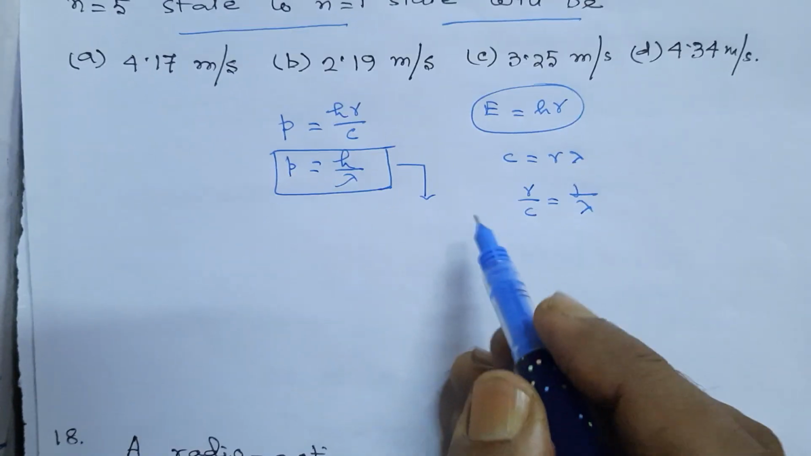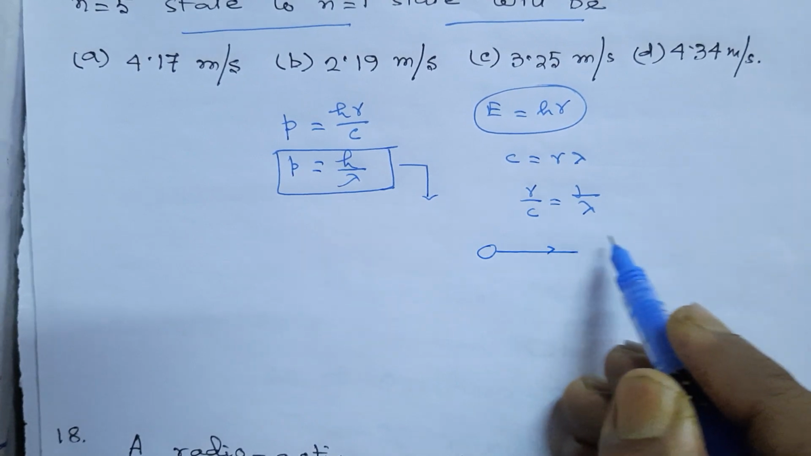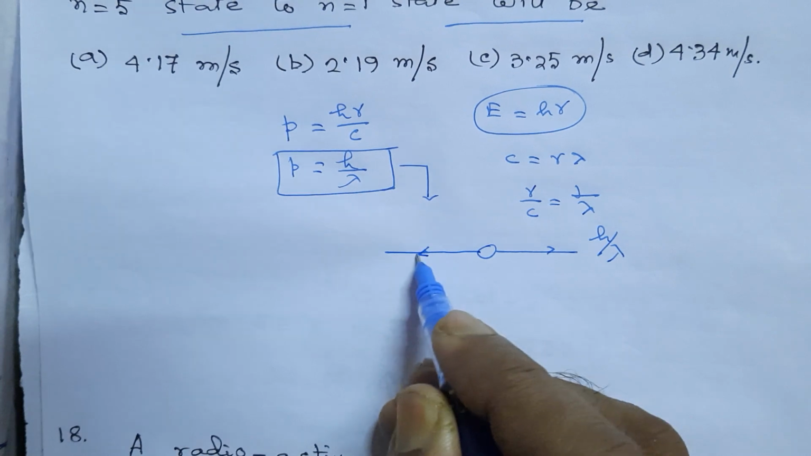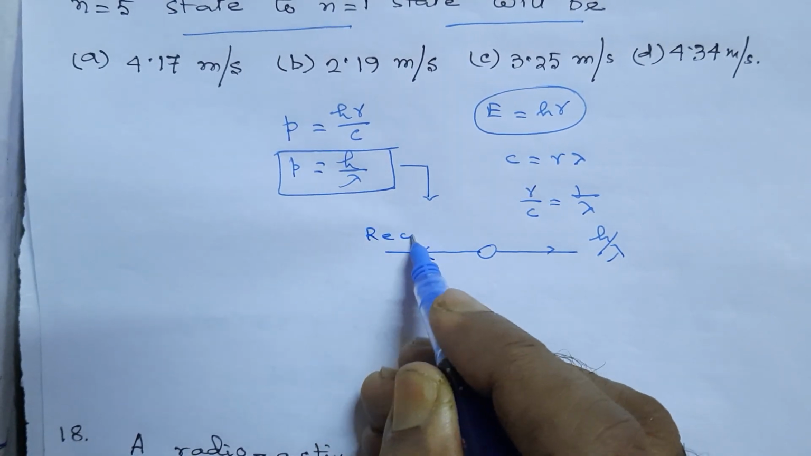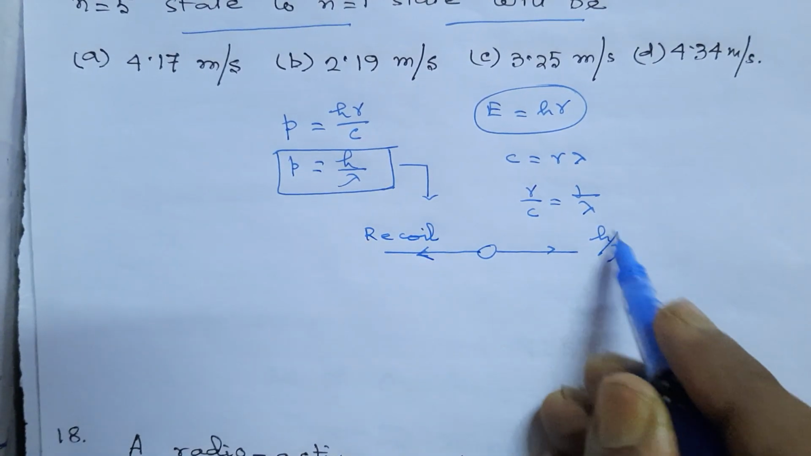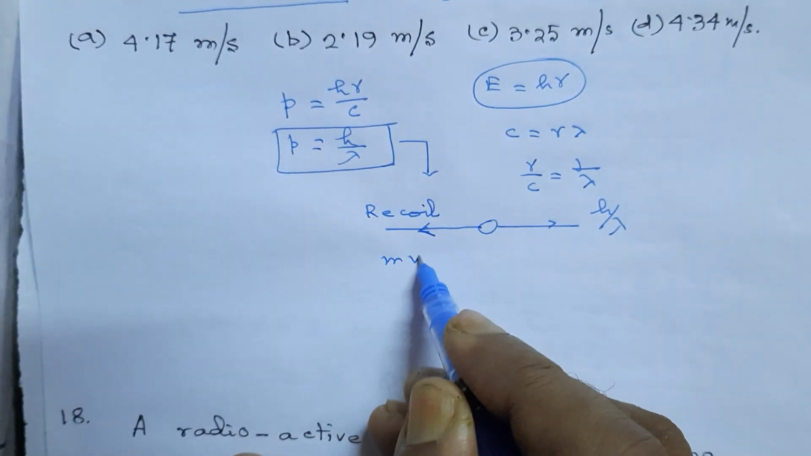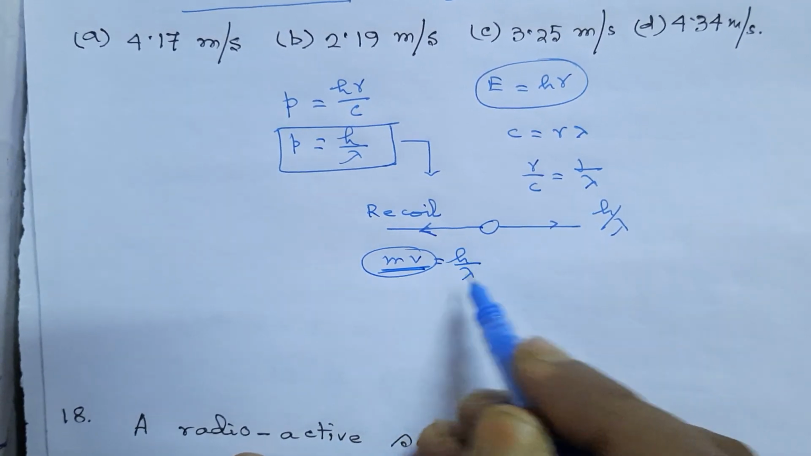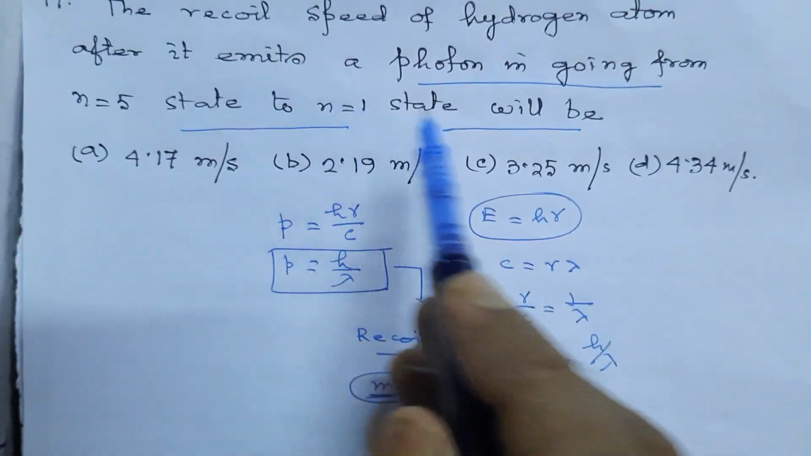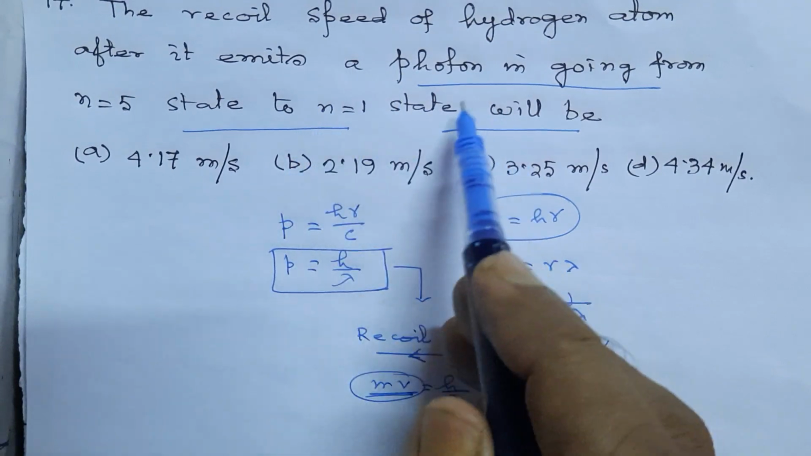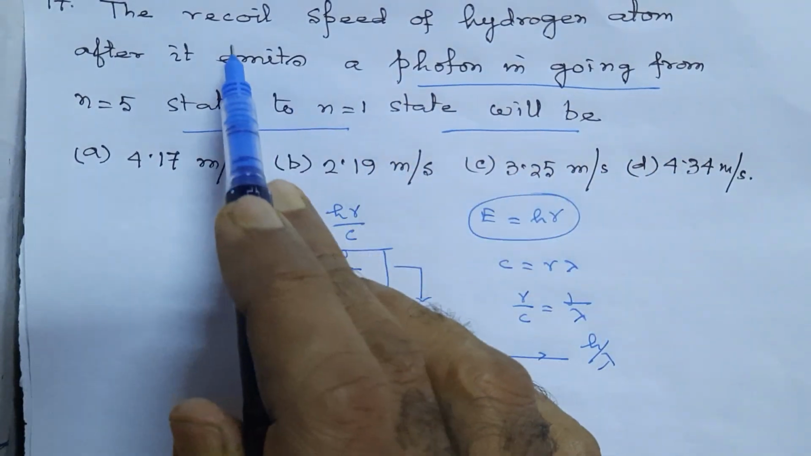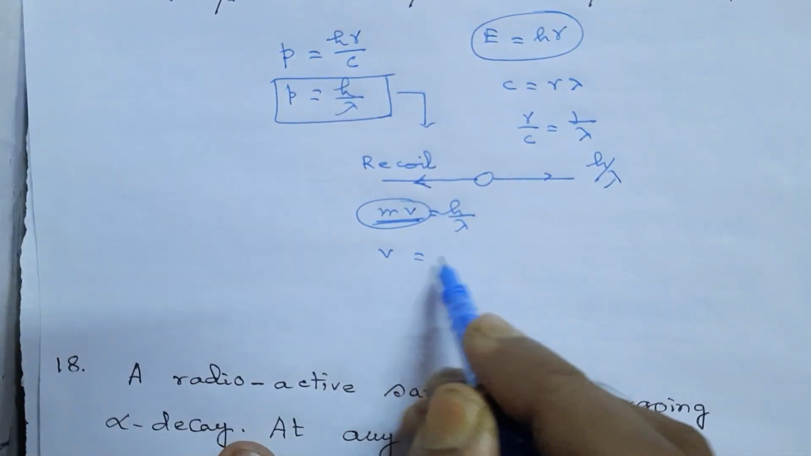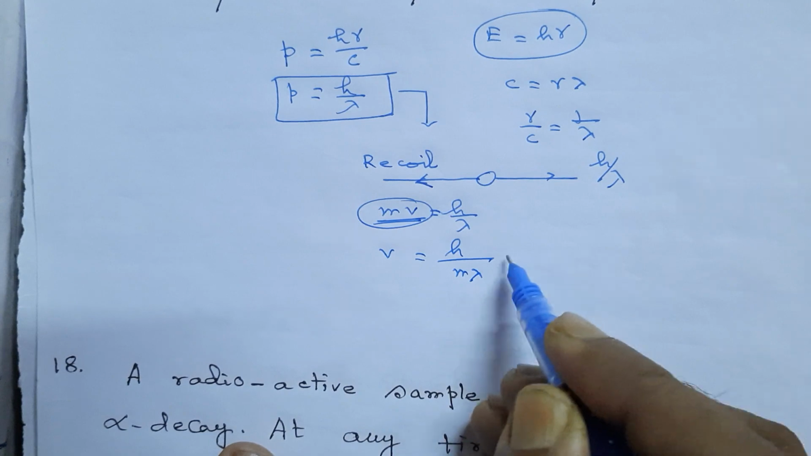So the hydrogen atom will get the back momentum. Momentum carried by the photon is h by lambda, so the atom will get recoil momentum. Due to recoil, momentum mv, the momentum of the hydrogen atom, equals h by lambda. What do we have to find? We have to find the recoil speed, so we have to find v. v equals h by m lambda.